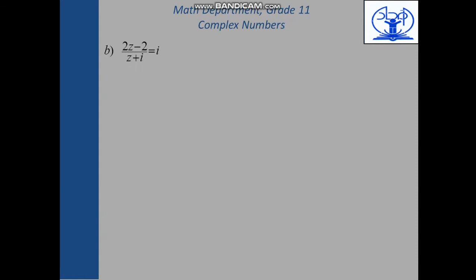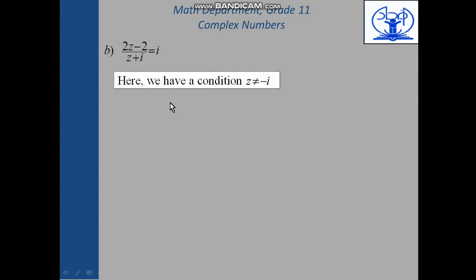Example B. (2z minus 2) over (z plus i) equals i. First, we do the cross product. Before that, we have a condition here: z plus i must not be equal to 0, so z is different than minus i. Now we do the cross product. So 2z minus 2 equals iz plus i squared, so it equals minus 1.